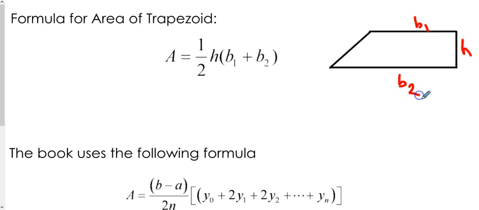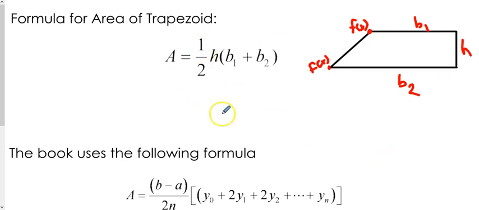Now when we're looking at this on a graph, this is going to be f of x at that point. So maybe it's f of 1 and this is f of 2, but this is still f of x at that point, whatever point it is. That's where we're getting base 1 and base 2. And the height is going to be the width of your trapezoids at the bottom.